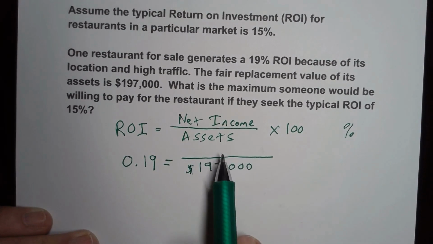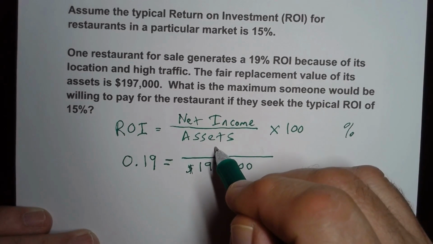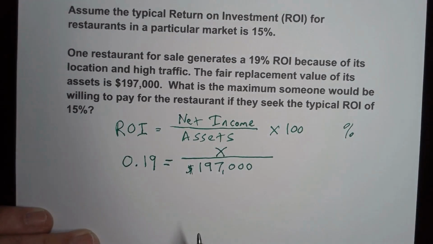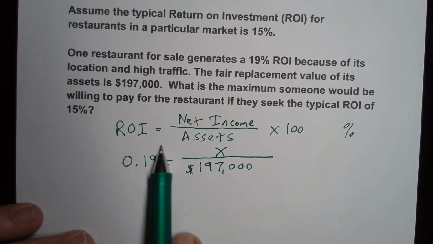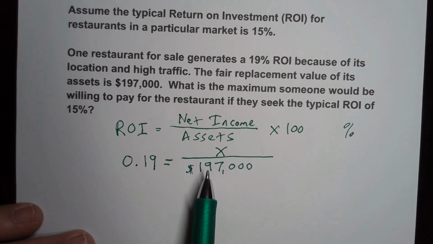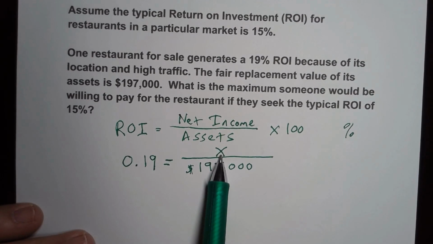We don't know what our net income is. So I'm going to call that X. And we're going to solve for X just using algebra. So this is our setup to start with. I want to get the X by itself.